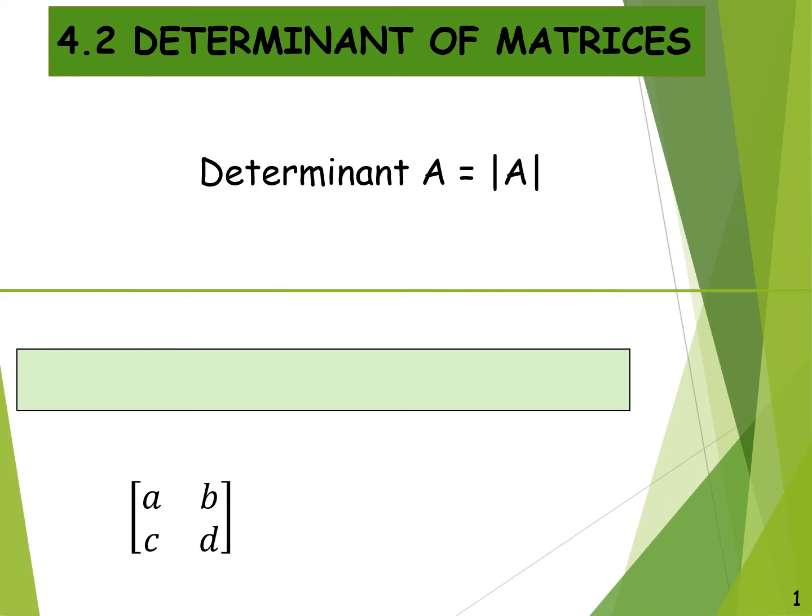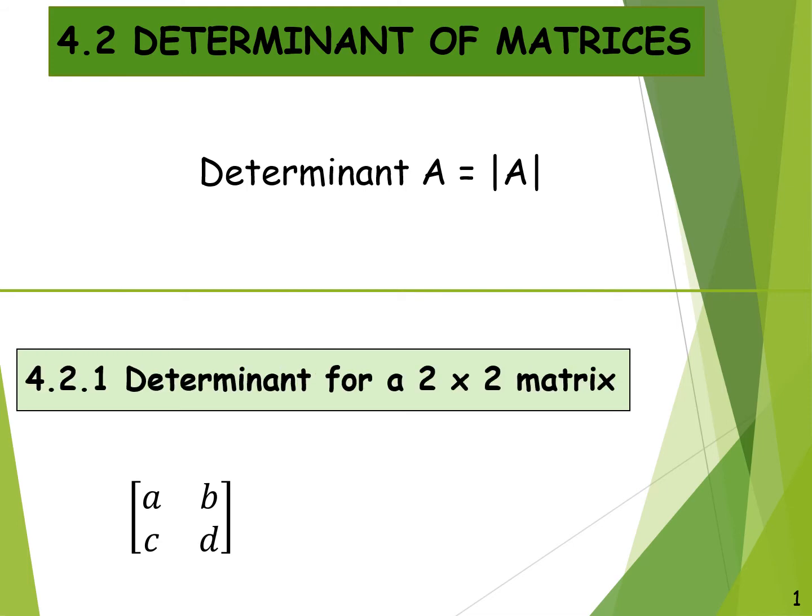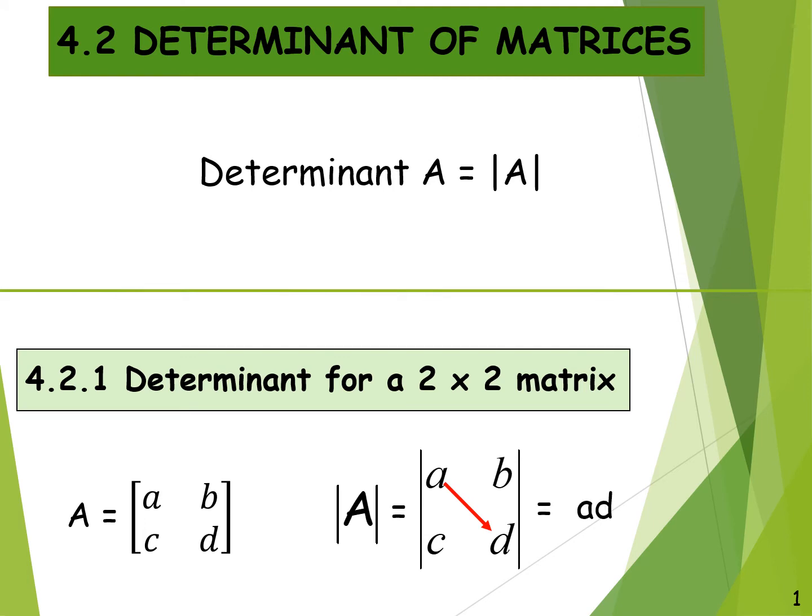4.2 Determinant of Matrices. The determinant of A is written simply by using vertical lines in place of square brackets. Determinant for a 2 by 2 matrix: the determinant is obtained by subtracting the products of the elements along the diagonals. So determinant A is equal to A times D minus B times C.